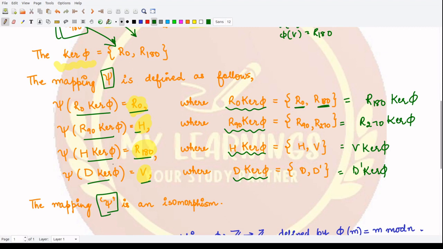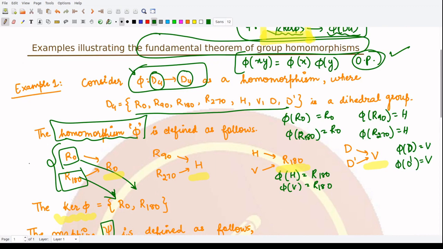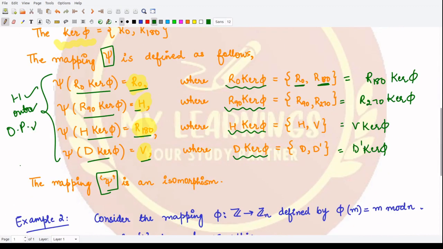You can check that this mapping is well defined. This is one-one, this is onto, and obviously it is operation preserving as well. So therefore this is an isomorphism. Now let's move on to our second example here.